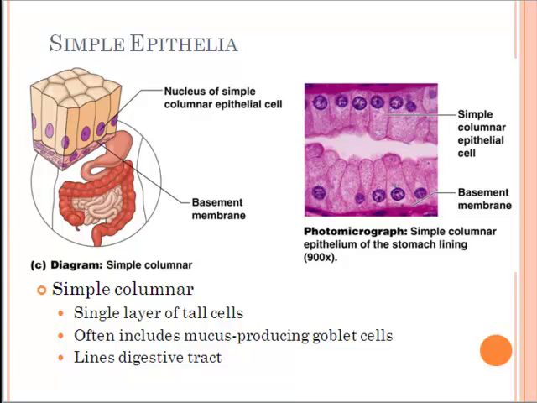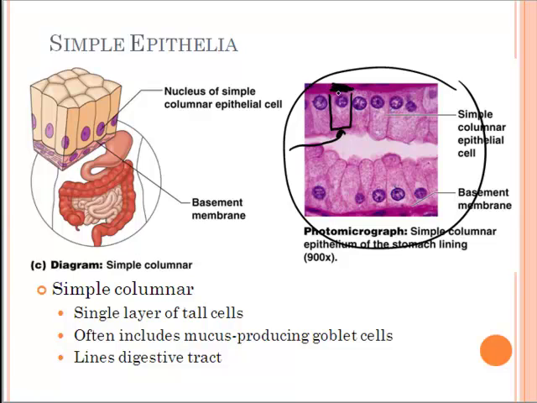Again, here's a picture over here, and you can see here's our cell. On this side over here we have the apical surface, and then you can see the dark basement membrane for the cells. Here's the nucleus of the cell, the dark purple part of the cell. In this case, this is showing the cells of the intestine. So our large intestine, small intestine, the digestive tract is made up of these simple columnar cells.